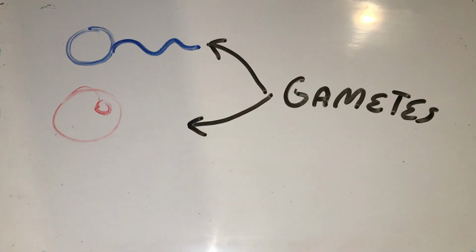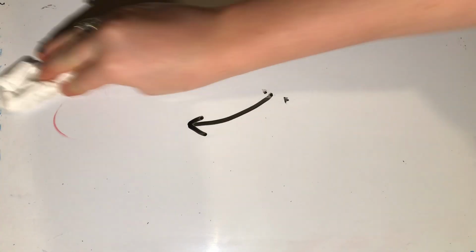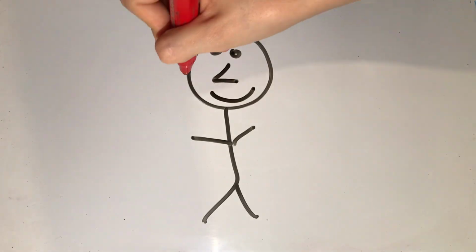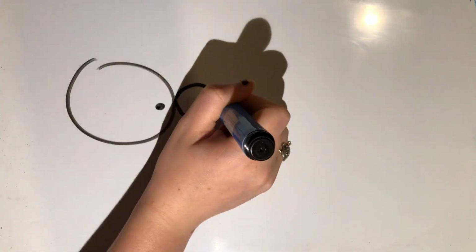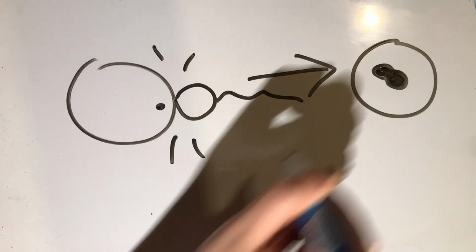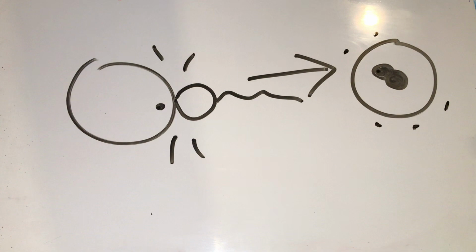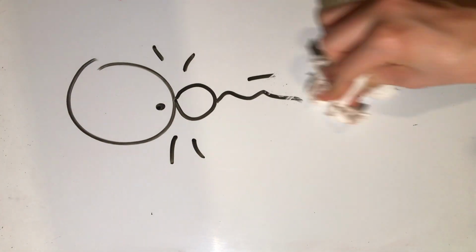So now that you've seen how the gametes are produced, it's time to find out why you look the way you do. You may have been told that you have your dad's nose or your mother's eyes. Now why is this? When the male and female gametes come into contact with one another, the chromosomes in the sperm cell combine with the egg cell to form a zygote. This process is called fertilisation.